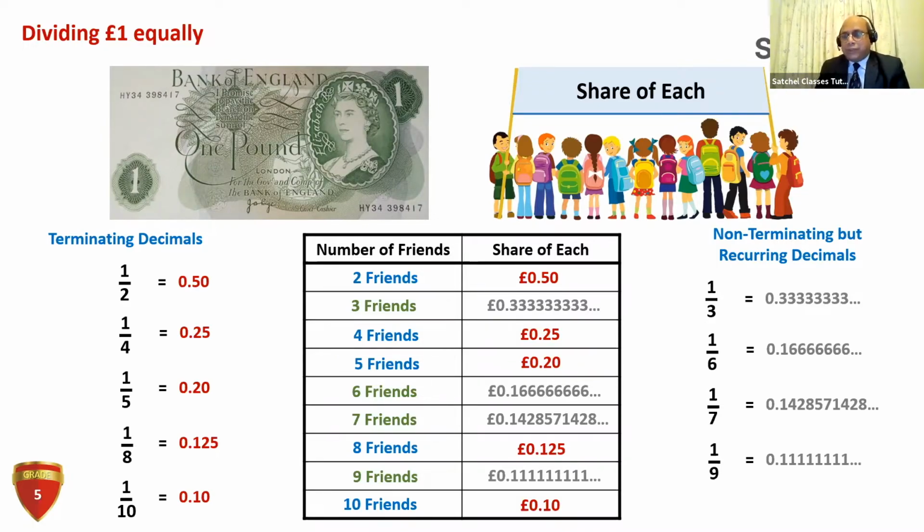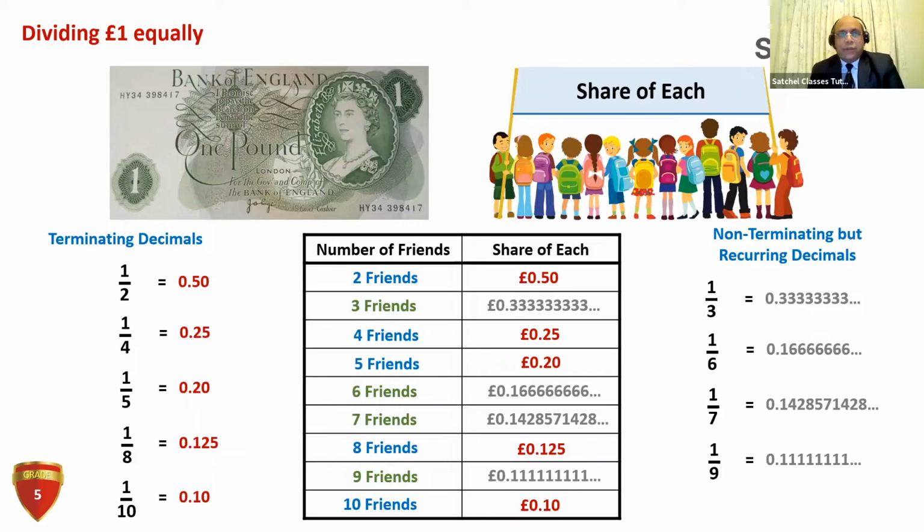For example, in 1 over 3, it is 0.3, and the 3 repeats. Similarly, in 1 over 6, if you look at it, 0.16, the 6 repeats. Even in 1 over 7, for instance, you would realize it's 0.142857. And now this set of 6 decimal digits, 142857, keeps repeating, right? So they are non-terminating, but they are recurring, right?